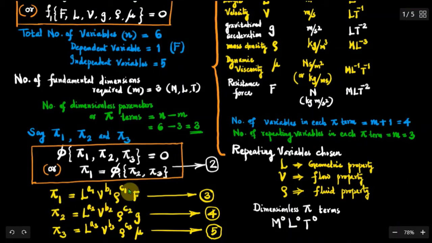So in all we will have the pi terms: pi 1 is equal to L raised to A1, V raised to B1, rho raised to C1 into F. That is the first pi term. Second pi term, pi 2 is equal to L raised to A2, V raised to B2, rho raised to C2 into g. Then the third pi term, that is L raised to A3, V raised to B3, rho raised to C3 into mu. So it is important to note that the non-repeating variables are force, acceleration due to gravity and mu. And one more important criterion is that the dependent variable is never chosen as a repeating variable. Here the repeating variables are length, velocity and mass density.